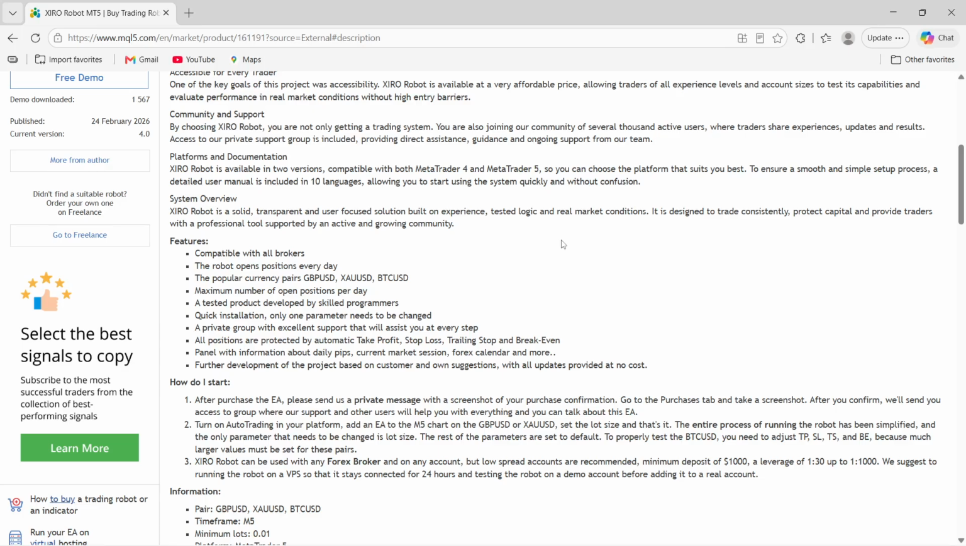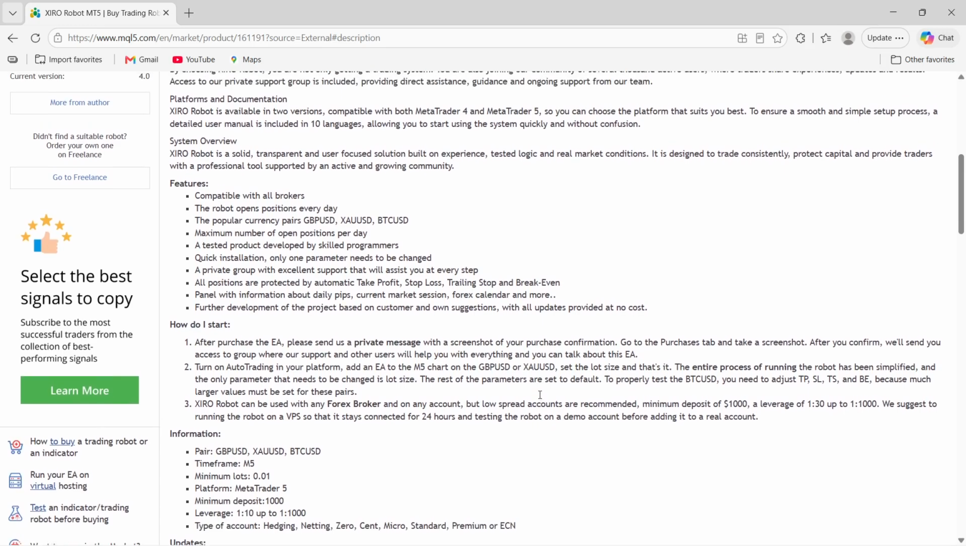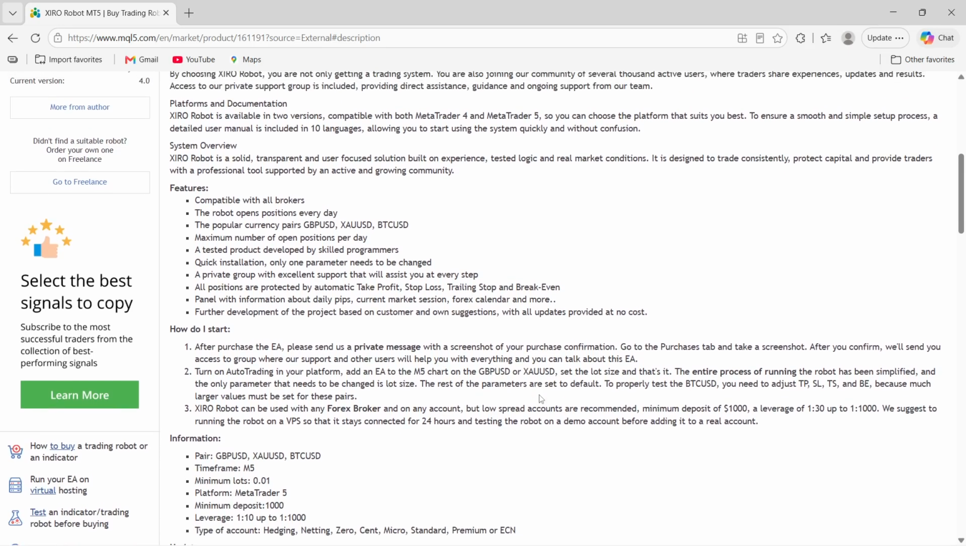Users receive a detailed manual in multiple languages and access to a private support group. A free additional tool is also offered after purchase. The system is positioned as accessible, transparent, and supported by an active community.